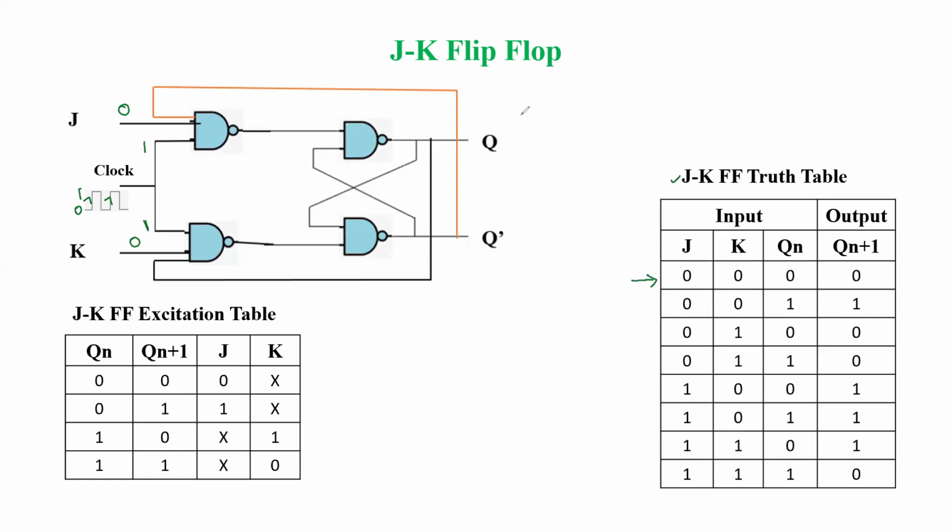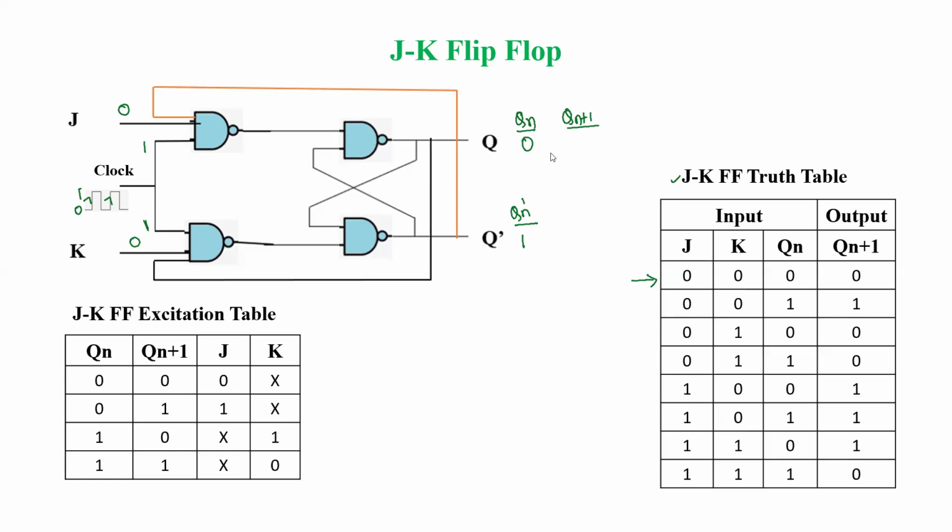Here we are taking Qn as 0. So Qn is 0, and Qn dash will become 1 since they are always complements of each other. Next we are going to observe what the next state will be. Generally we are talking about the output of Q only, so we'll just see Qn plus 1 here.